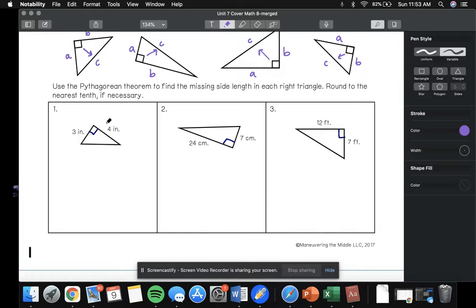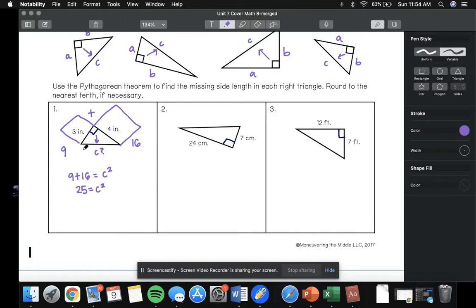Okay, so using the Pythagorean theorem, find the missing side length for each triangle. So first, what I always like to ask myself is, am I trying to find a leg or am I trying to find a hypotenuse? So if I look right here, I do not know what the C value is. So what I'm going to do is find the area of a square that's 3 by 3, which is 9. And then right here, a 4 by 4, which would be 16. And if I'm trying to find the square of the hypotenuse, I'm going to add them together. So 9 plus 16 equals my hypotenuse squared. Then I add those two numbers together and I get 25.